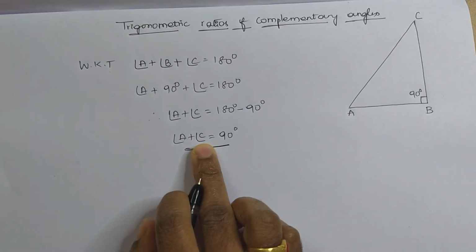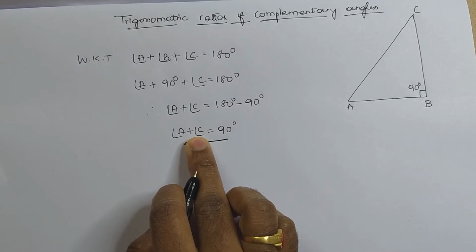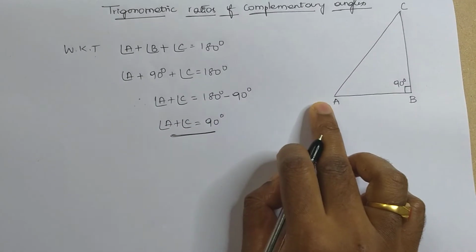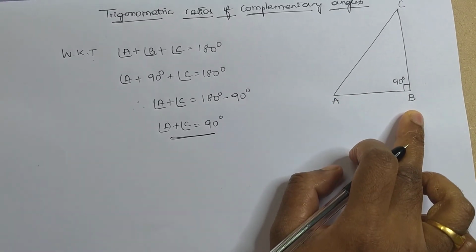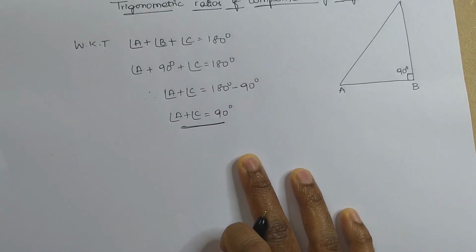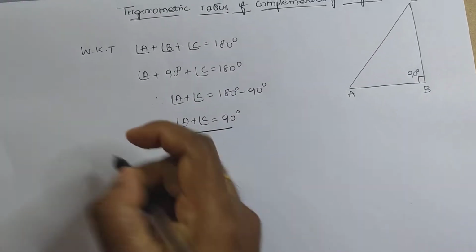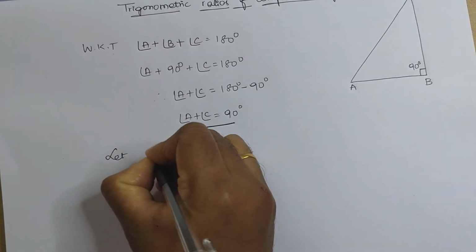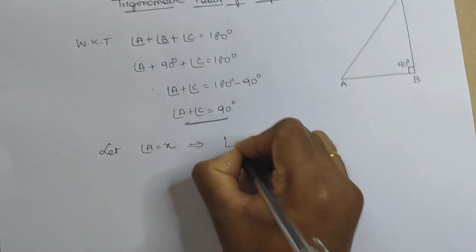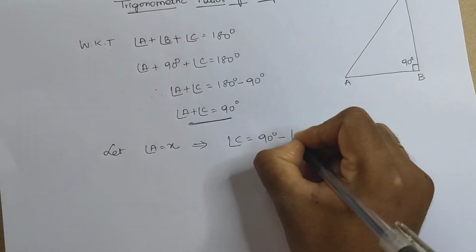If the sum of two angles is 90 degrees, then these two angles are said to be complementary. So here angle A and angle C are complementary angles in triangle ABC. Till now it is clear, right? In the next step, in the place of angle A, I will take x. So let angle A equal x. Then angle C equals 90 minus angle A.